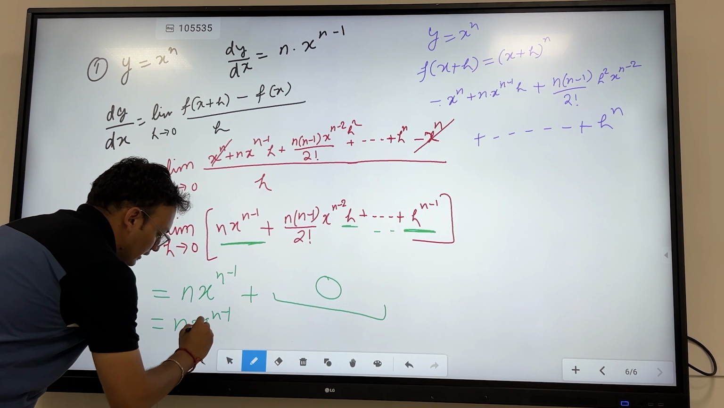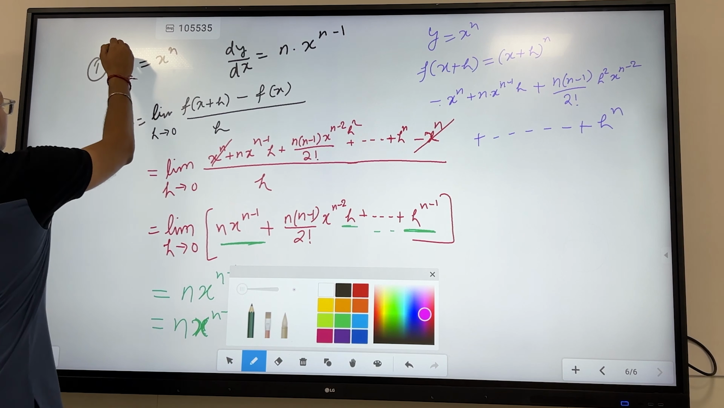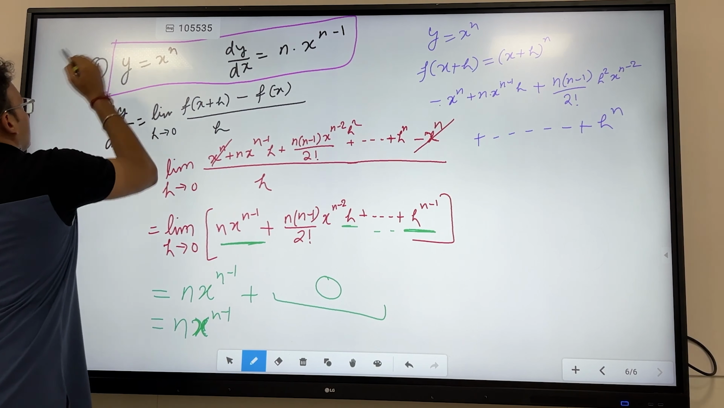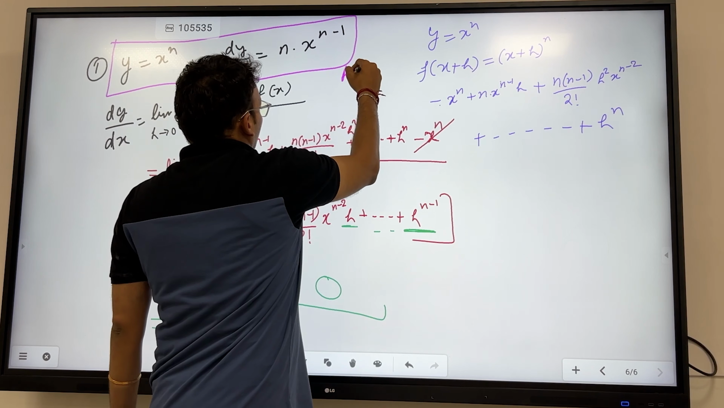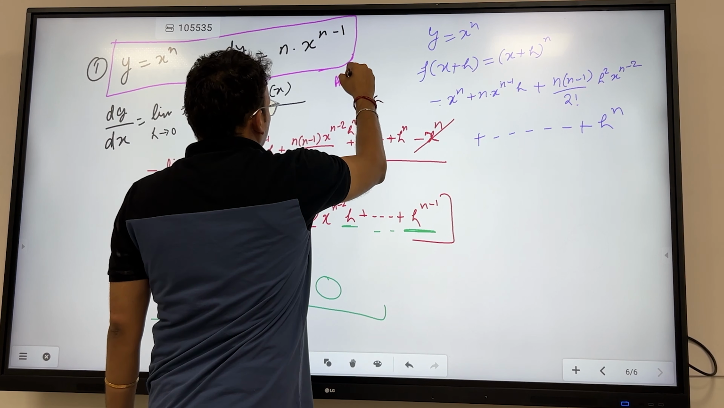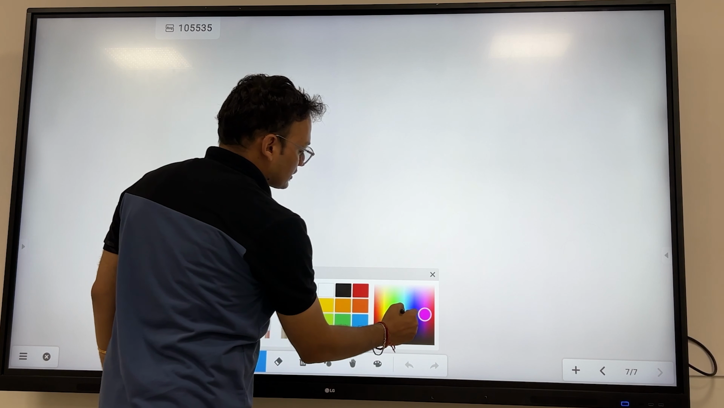So always remember that. Can I say that if y is equal to x raised to the power n, then the differentiation is n times x raised to the power n minus 1. Now, you can apply this general rule in all the algebraic functions. Right now, let's see the same formula using the previous questions we did.